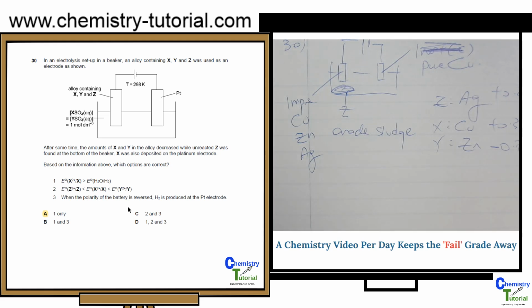Option 3, when the polarity of the battery is reversed, hydrogen is produced at the platinum electrode. That's not true, because at this point in time, your platinum is the cathode, because it's linked to a negative end, and there's electron flowing to this side, so there's reduction occurring. So this is a cathode, so hydrogen will be produced. However, if you were to reverse the polarity of the battery, this will be the anode already. We still have water getting discharged, but the water will get discharged over here to liberate oxygen gas and not hydrogen gas. So option 3 is also wrong.